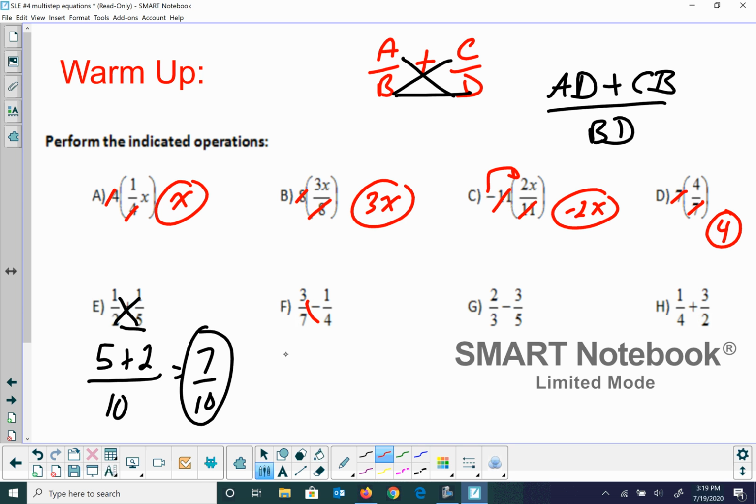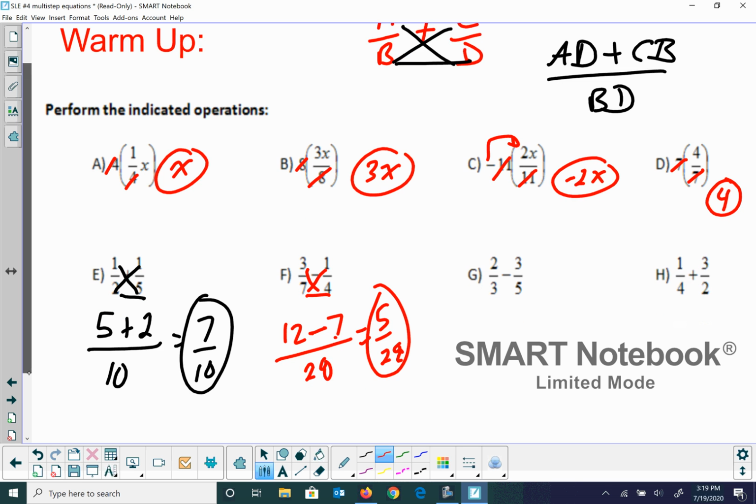I go 3 times 4, that's 12. I'm going to have that minus there, though. And then 1 times 7 is 7 over 28. 12 subtract 7 is 5. 5 over 28. Wait a minute. Does that work every time? Yeah, it does. Sorry that you didn't learn it.